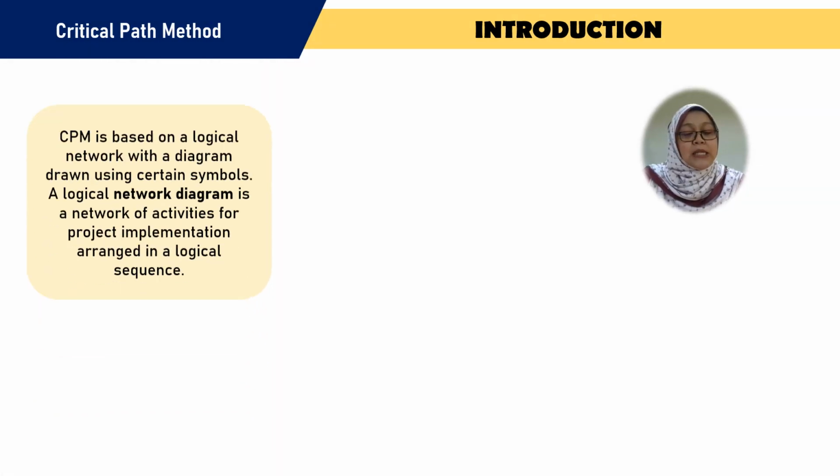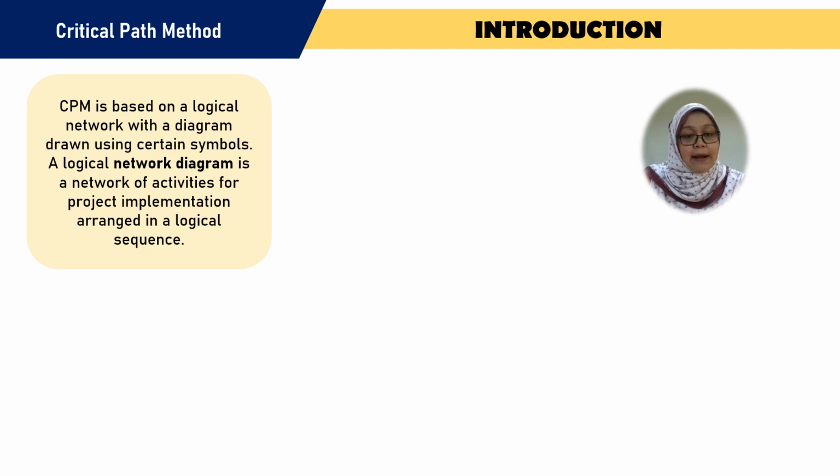CPM is based on a logical network with a diagram drawn using certain symbols. This is called a network diagram. So the network diagram is a network of activities of project implementation that is arranged in a logical sequence.